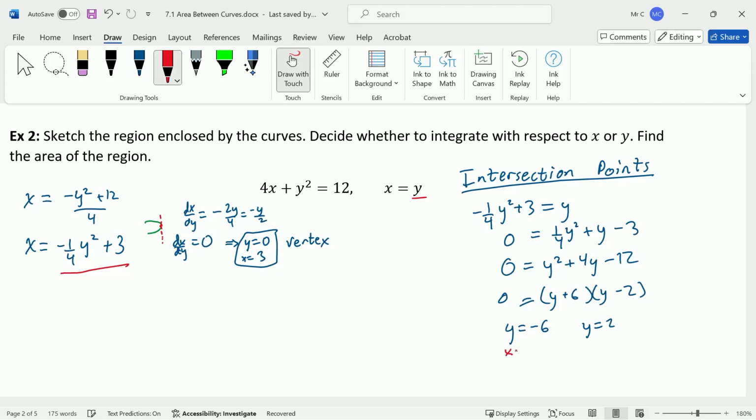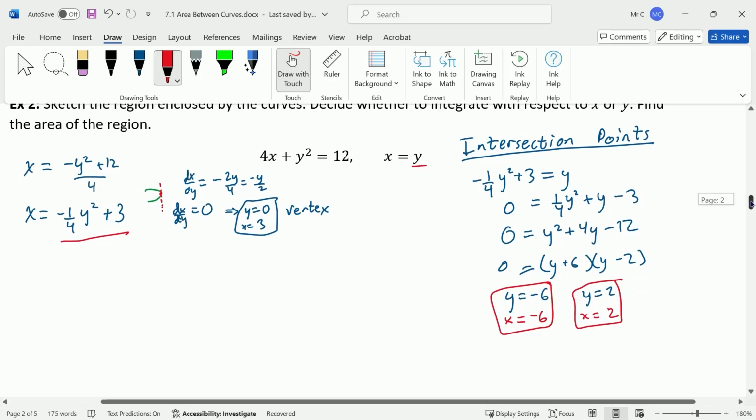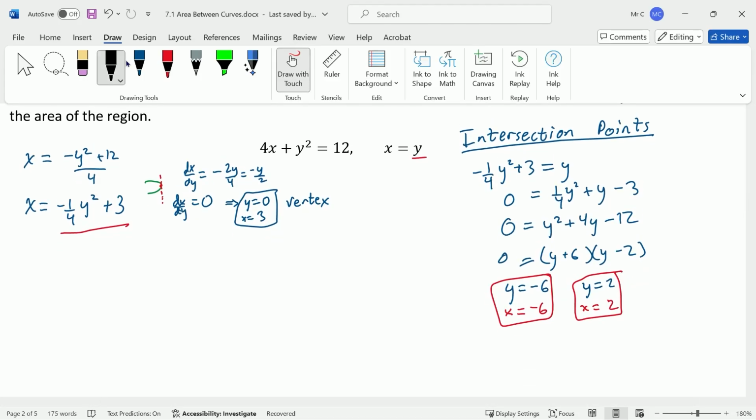And now, to get my x values, I just plug into either function, because these intersection points are where both functions take the same x value. So it doesn't matter which one I plug into. And of course, the easy one is x equals y here. So I get x is negative 6 for this point, and x is 2 for this one. And so those are my two intersection points. Now I have all of the critical information that I need to graph these particular two functions.